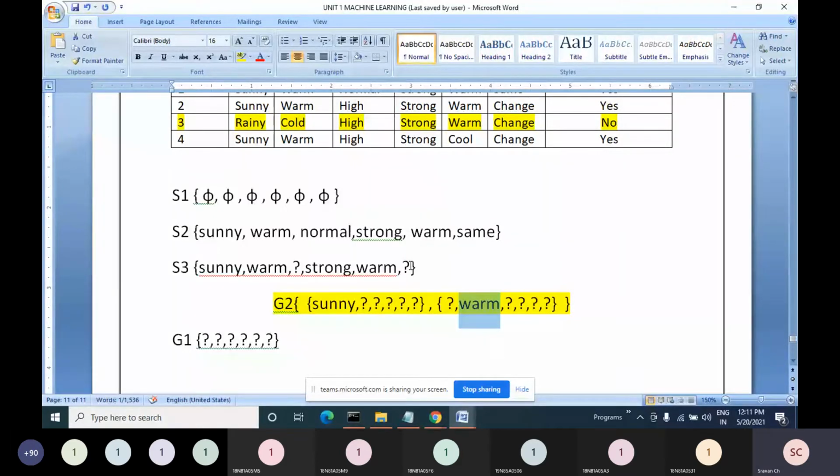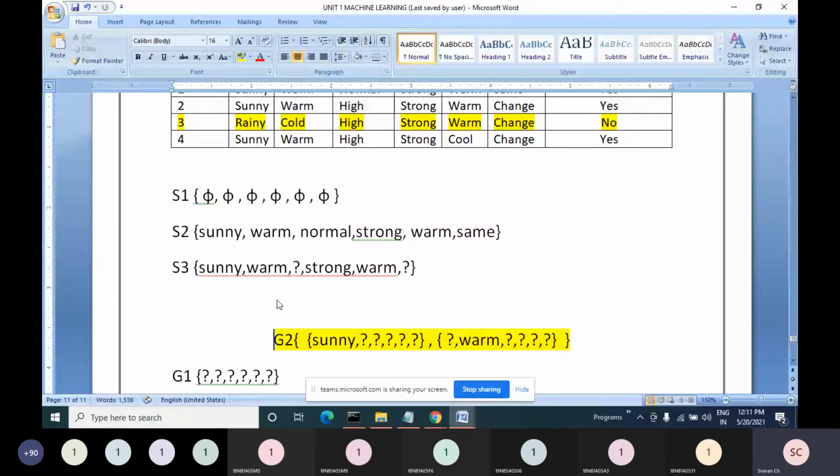See here, rainy and sunny were not matching in the first parameter. Similarly, cold and warm were not matching in the second parameter. So when I compare record 3 with my S3, how many mismatches did I find? 2 mismatches. If I find 2 mismatches, 2 new generic hypotheses will come. So this is what I have done when I find a negative example. Then what will I do? Okay, this record is done. So I'll go to the fourth record.